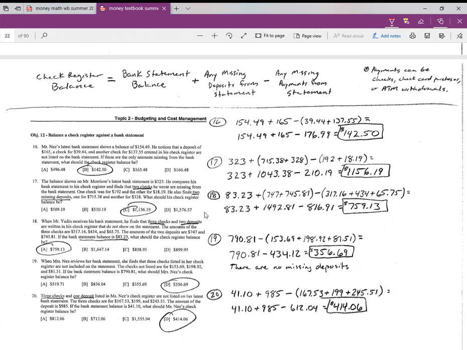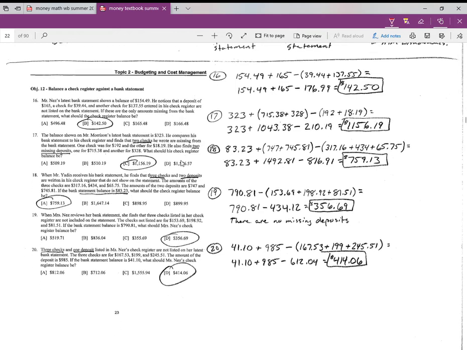Okay, this is a video for Objective 12 in the money textbook. So again, if you don't have your money textbook, hit pause, we'll grab that. Once you have your money textbook, we're going to be on page 23. Objective 12 is called Balance a Check Register Against a Bank Statement.